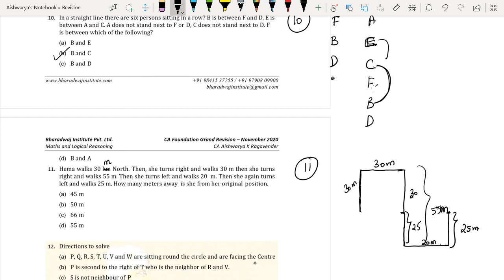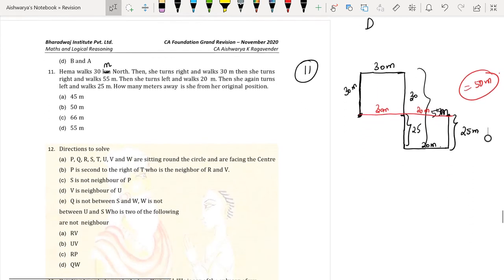Now how far away was her original position? If we were to draw the distance between the two, can you all tell me what is the distance? 50 meter. Yeah, it is 30 here and this is 20 meters. So answer is 50. So if you draw well, you can easily answer this. Shall we go to the next question? Question number 12.